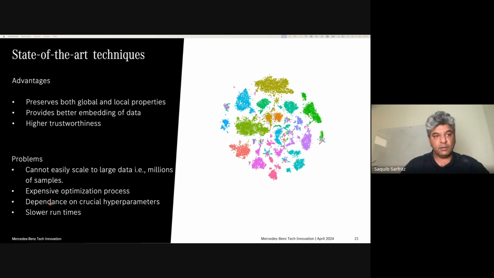And I think the most crucial problem is their high dependence on crucial hyperparameters. So all of these methods, if some of you have already worked with t-SNE or UMAP, you would notice that you have to define these parameters, typically perplexity or min distance, which you need to change to find different visualizations for different data at hand, right? So this makes it a little bit problematic sometimes. And because of all of these reasons, they typically have slower runtimes.